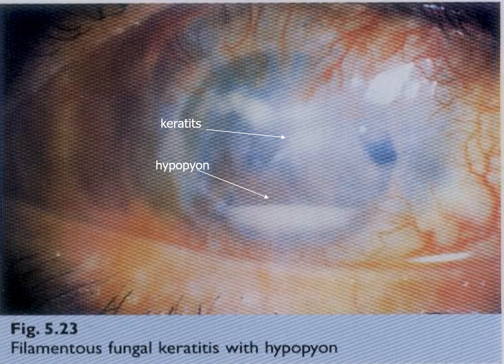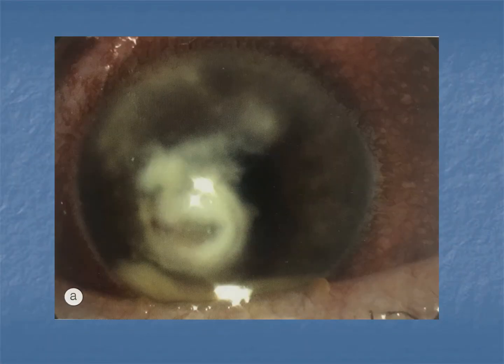In this picture, you can appreciate grayish-white lesions along with satellite lesion and keratitis in case of filamentous fungal keratitis. In this picture, you can appreciate a grayish-white lesion along with satellite lesion. That is a case of filamentous keratitis.